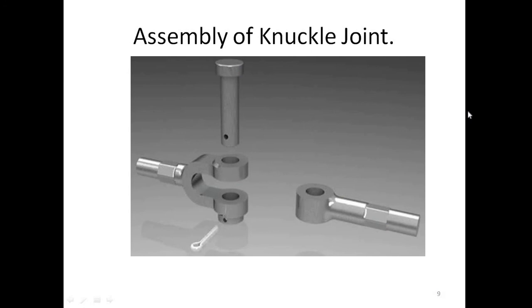Again, here is the assembly of the knuckle joint. This knuckle joint consists of an eye, a fork, a knuckle pin and a split pin. The eye is fixed in the fork. Then the knuckle pin is inserted between the eye and the fork, and at the end the split pin is inserted. The main important thing is that the pin is inserted through the holes of the eye and the fork, so tolerance must be maintained and there must be a clearance fit.